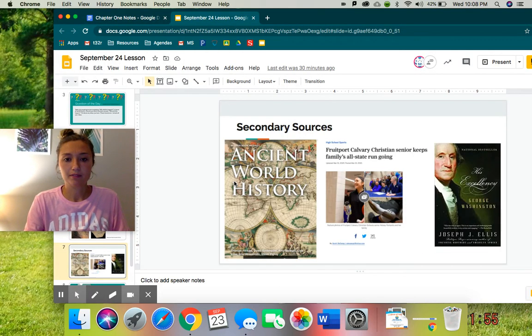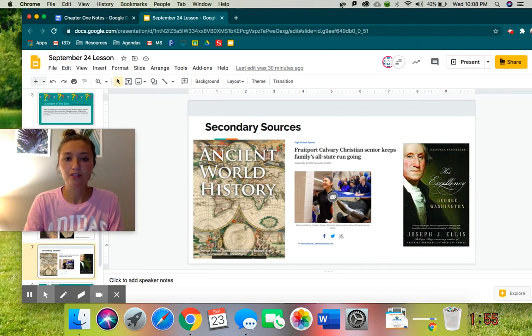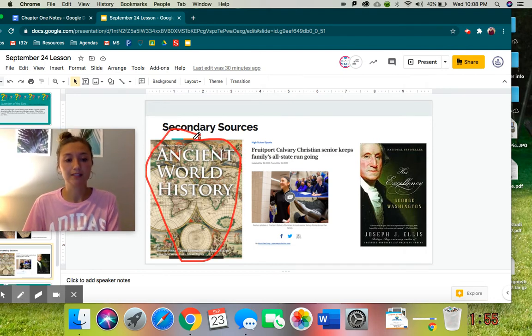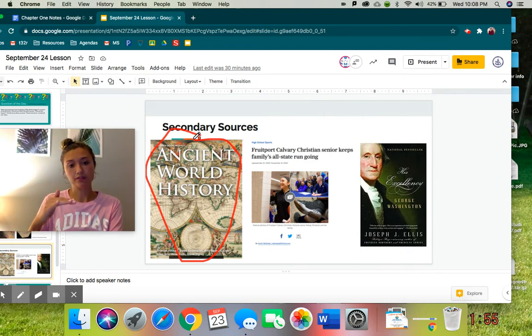So here are some examples. Secondary sources. First, let's look at your textbook, all right? Your textbook, Ancient World History, is a secondary source. That's because all the authors of the textbook gathered information from multiple resources, okay? And they did a lot of research to put together a whole book of information.